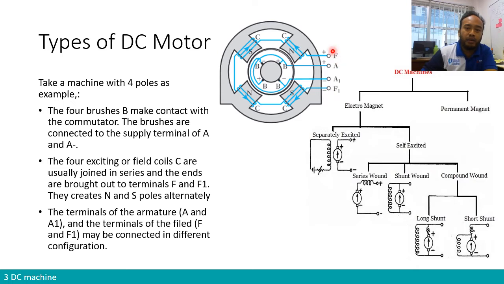Okay, so if you look at this, it means that we need to fit 2 components: armature winding as number 1 and field winding as number 2. The terminals A, A1 and F, F1 need to be connected to a certain power supply. When we look at this chart, when we use an electromagnet for the field winding, we have multiple possibilities of connection between the terminals F of the field winding and A of the armature winding. We're going to discuss that.